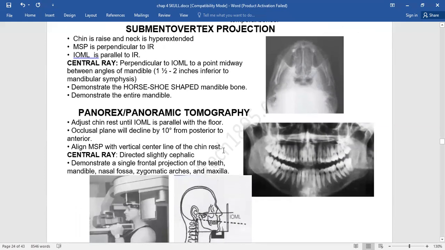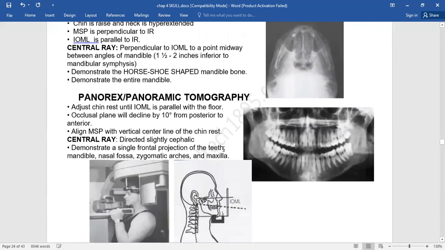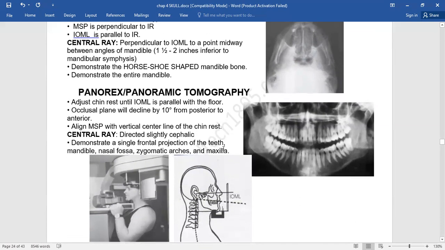Next is the panoramics or the panoramic tomography. As you can see, there's a picture sa right. So adjust the chin rest until IOML is parallel with the floor. As you can see sa picture sa baba. So special unit siya, X-ray unit. Occlusal plane will decline by 10 degrees from posterior to anterior.